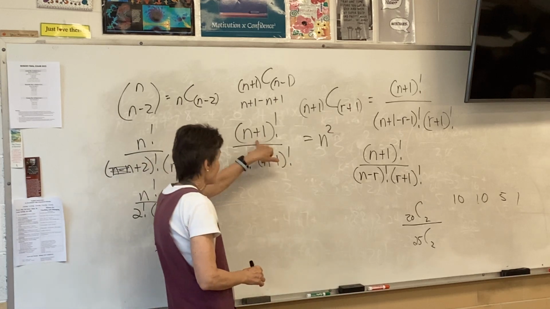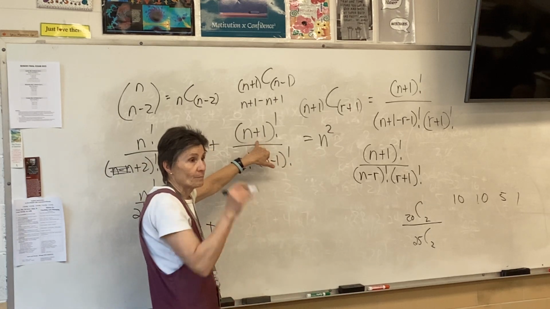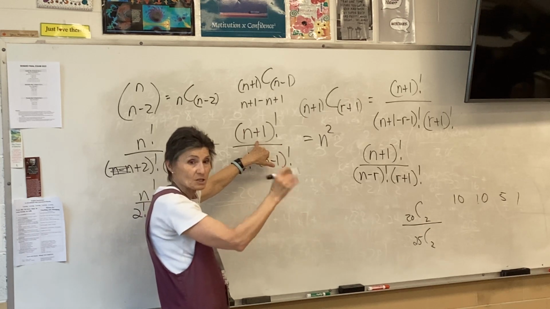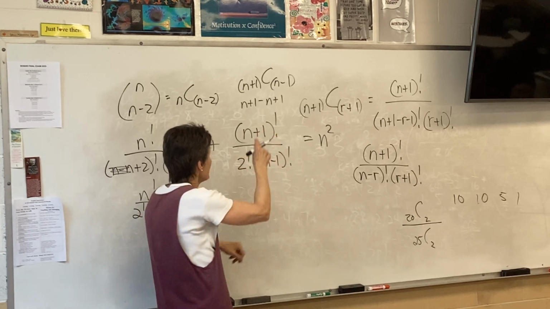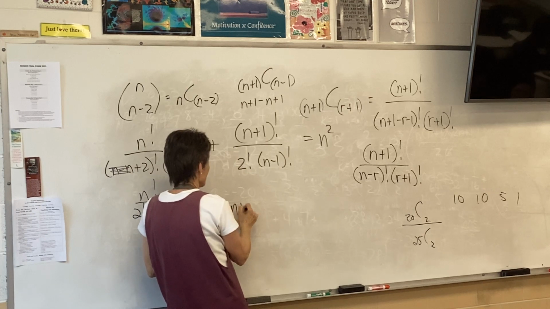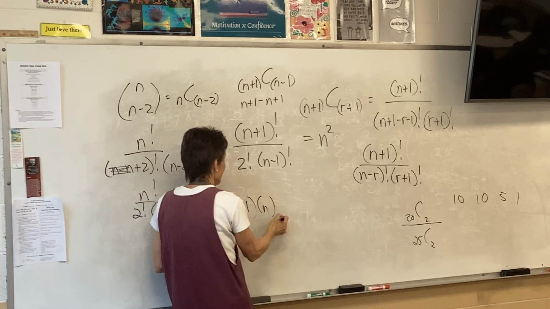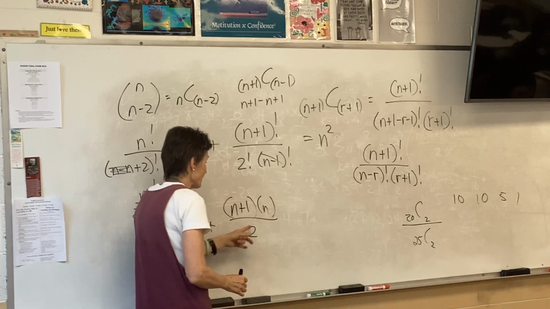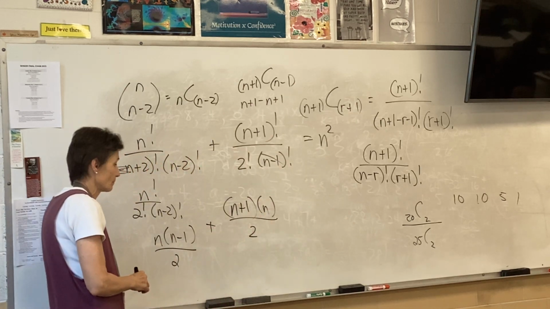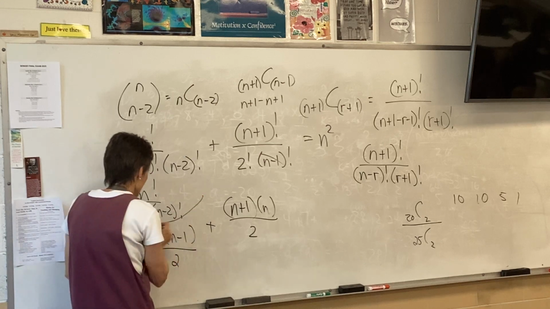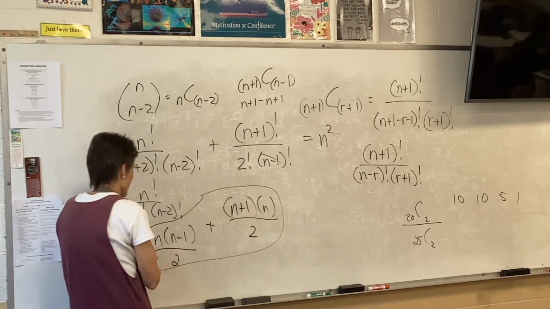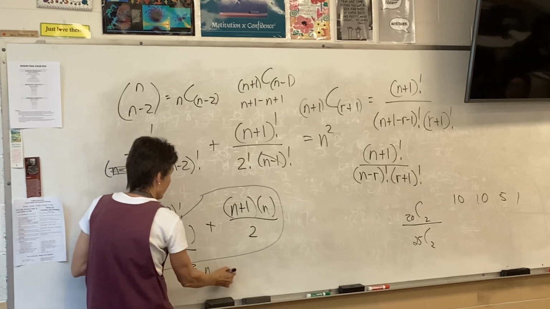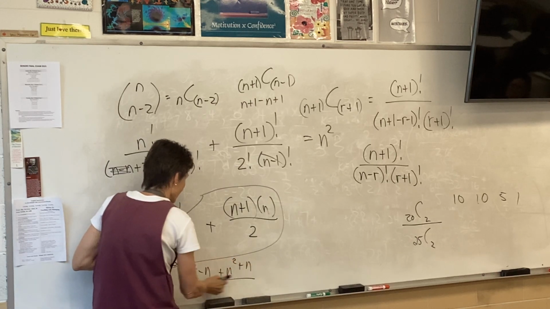All right? What's n plus 1 factorial? n plus 1, n, n minus 1, n minus 2, and so on. So the only thing that's going to be left here is the n plus 1 and the n, because everything else is going to cancel, and that's over 2 also. So that's n squared minus n plus n squared plus n, all over 2.